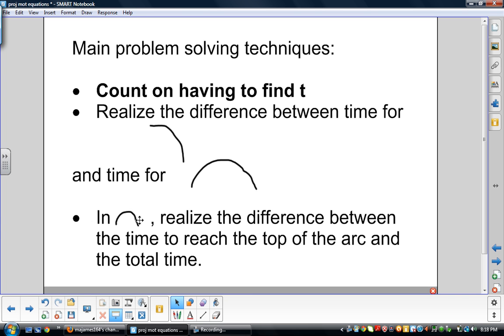And when you're solving these types of problems, realize the difference between the time it takes to reach here and the time it takes to reach here. And make sure you realize the difference between the y value for right here and the y value for right here. The y value for right here is going to be the total height. How high does the object go? The y value here at the end of the problem is going to be equal to 0.